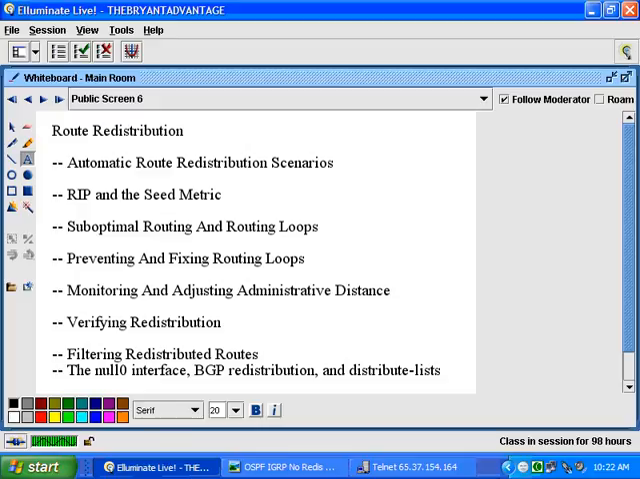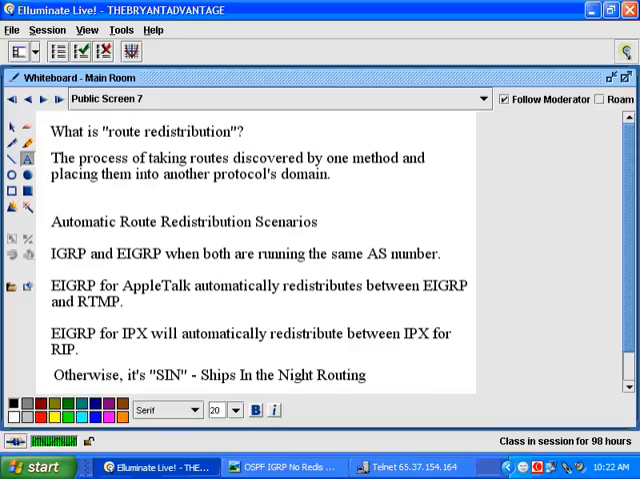But when you do route redistribution incorrectly, it can be really difficult to fix. And that's why you've got to get real hands-on work with it. Well, what the heck is route redistribution to begin with?